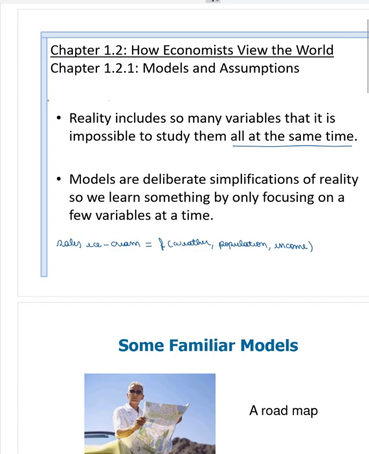For instance, assume your job is to predict sales of ice cream in different counties. You can come up with a mathematical model where sales of ice cream is a function of weather, population, and income. Now, why weather? Well, if your county is in the North Pole, you're probably not going to sell a lot of ice cream over there. On the other hand, the larger the population, probably the more ice cream you're going to sell. And also, the richer the population, the more ice cream you're going to sell as well.